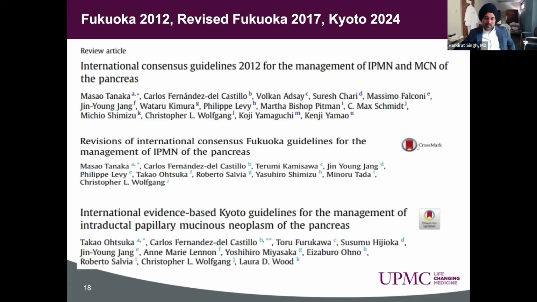There are multiple guidelines which have come out for Branched-Duct IPMNs. We had original guidelines from 2006, 2007. Then one major guideline, an international consensus guideline, came out in 2012, which we followed. These were then revised again in 2017, the revised Fukuoka guidelines. And most recently in 2024, the guidelines were revised again. As more data comes, as we learn more about these cysts, the guidelines change. And later on in this talk, we will talk about the Kyoto 2024 modifications of the international consensus guidelines.